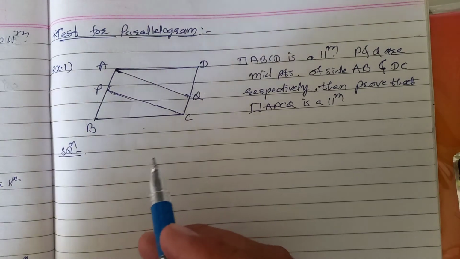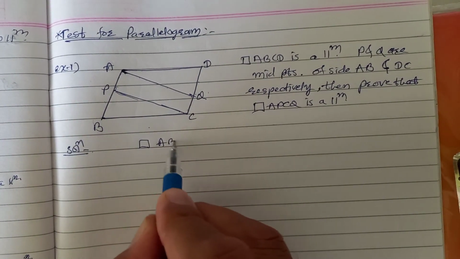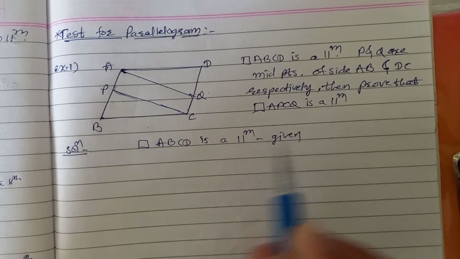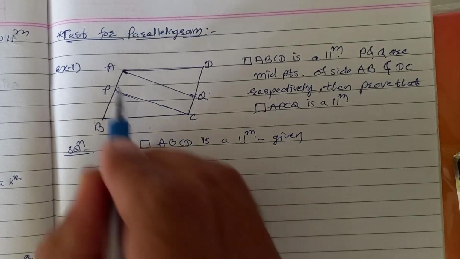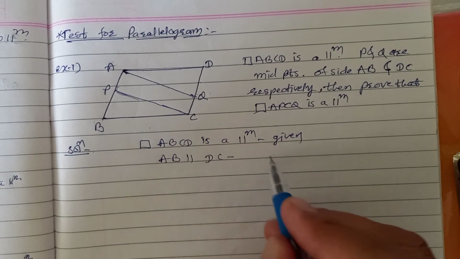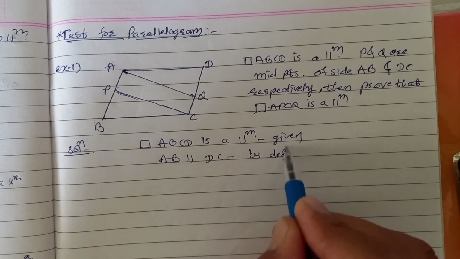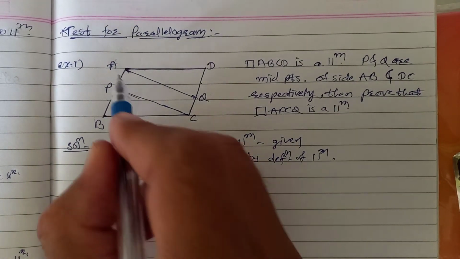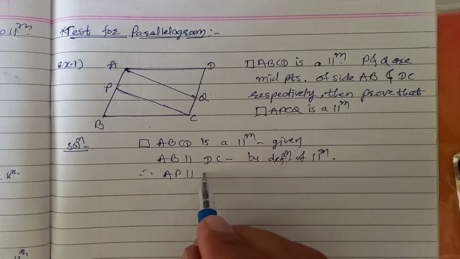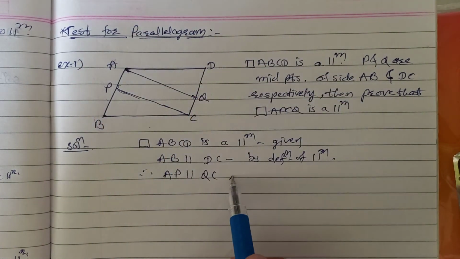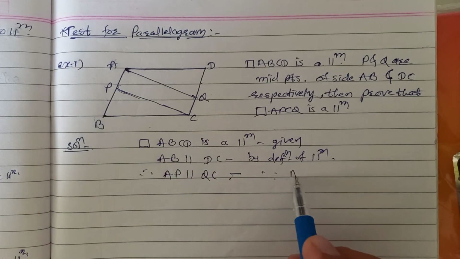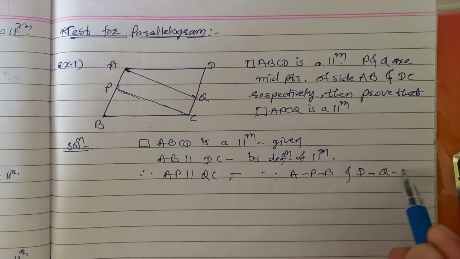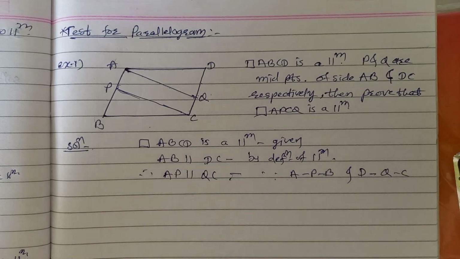See here, quadrilateral ABCD is a parallelogram. This is what is given. So AB is parallel to DC, by the definition of parallelogram. So can we say therefore this AP part is parallel to QC? Reason: P lies between A and B, and Q lies between D and C. That's why this is parallel. So one part we proved.